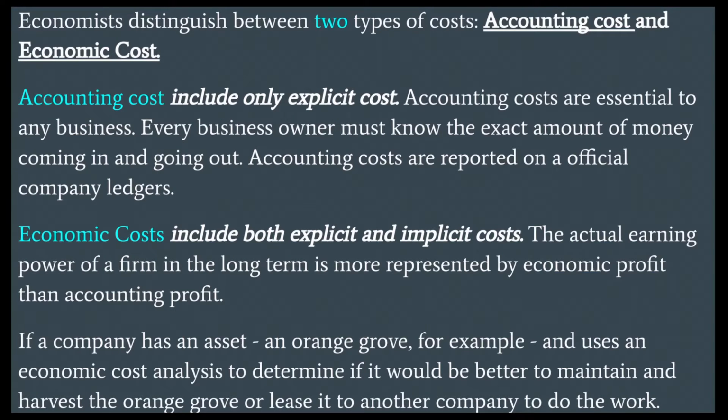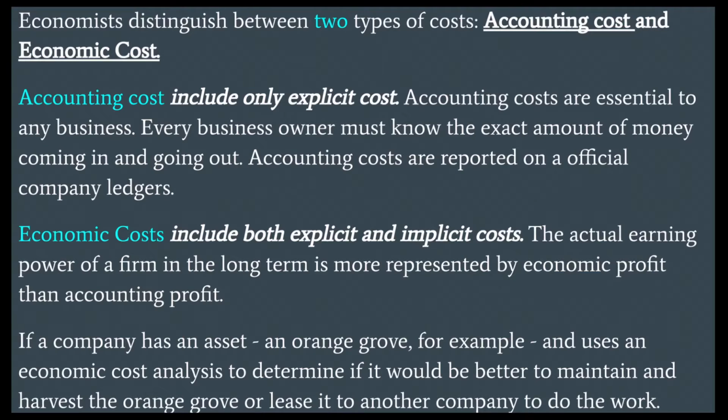Economists distinguish between two types of cost, accounting cost and economic cost. Accounting costs include only explicit cost. Accounting costs are essential to any business. Every business owner must know the exact amount of money coming in and going out. Accounting costs are reported on official company ledgers. Economic costs include both explicit and implicit costs.